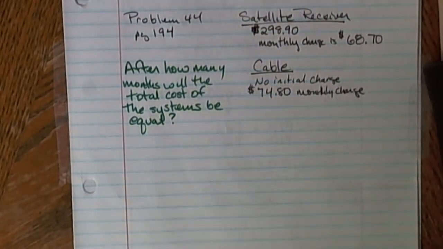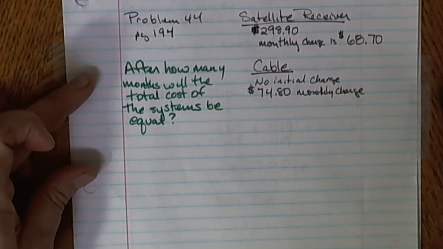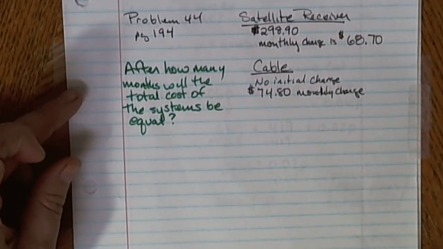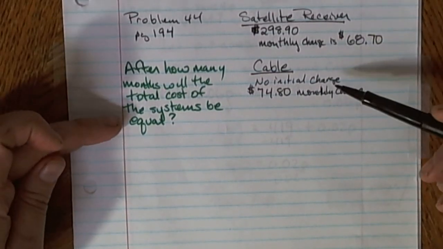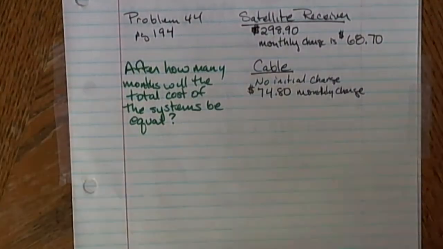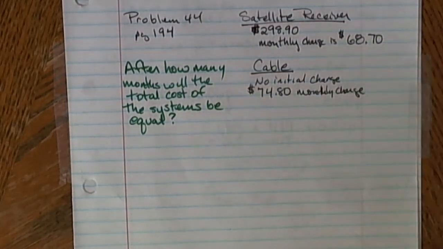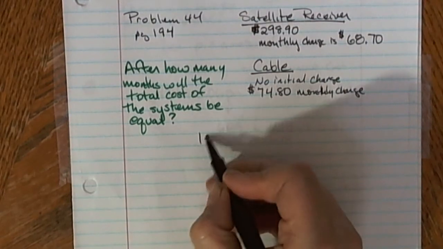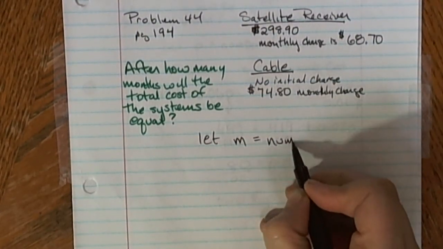They want to know, after how many months will the total cost of the two systems be equal? A very similar problem. You have two things we're comparing. They both have a monthly charge, and we're going to see when the two sides are equal. So to set up our variable, we're asking how many months till they're equal, so I could let my variable, maybe m in this case, be the number of months.